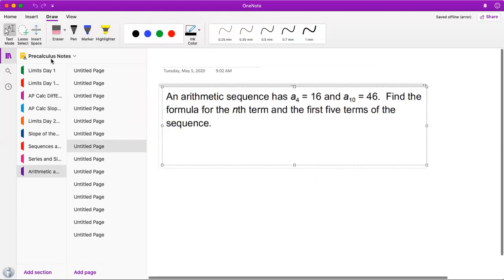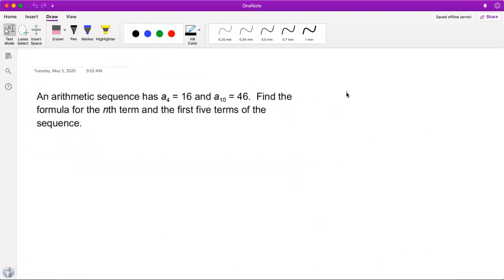All right, one more of these, and then maybe we'll take a little break and I'll come back and I'll do the sums. Okay, this is a good one. I like this. The arithmetic sequence has A4 is 16 and A10 is 46. Find the formula for the nth term and the first 5 terms.